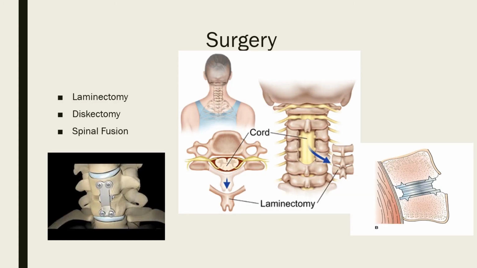Some different types of surgeries would be your laminectomy, which is a surgical operation to remove the back of one or more of the vertebrae, usually to give access to the spinal cord or to relieve pressure on the nerves. You can also do a discectomy, which removes the entire disc. And a spinal fusion uses a bone graft to fuse two or more vertebrae together in the areas that are unstable.